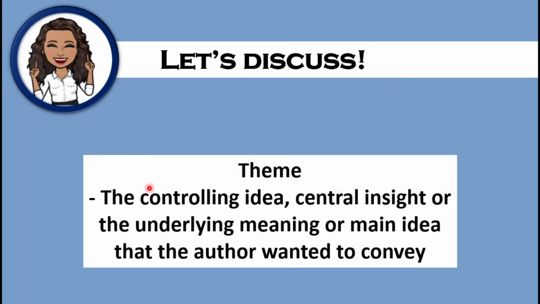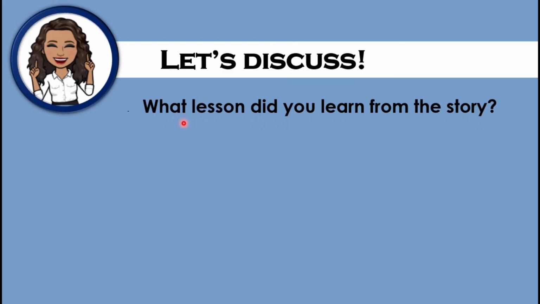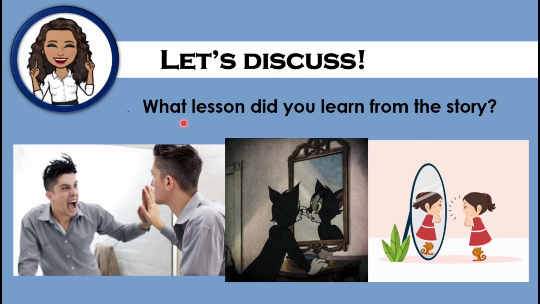Now for our last element, we have here what we call the theme. The theme is the controlling idea, central insight, or the underlying meaning or main idea that the author wanted to convey to his or her readers. So technically, we can say that this is the lesson or the moral that we learned from the story that we have watched. Can you tell me what lesson did you learn from the story that we have watched? I hope these pictures will help you.